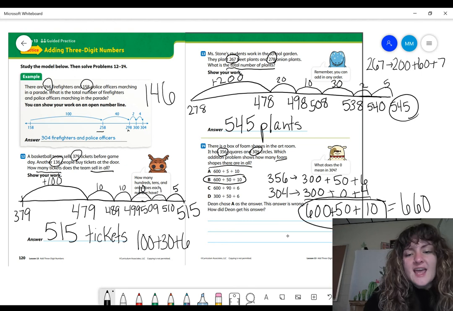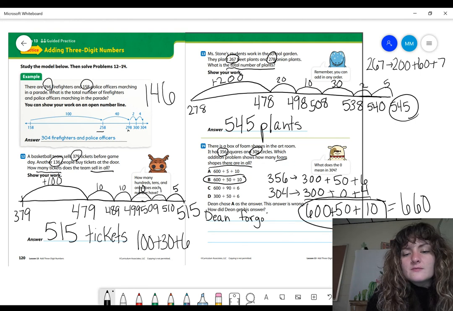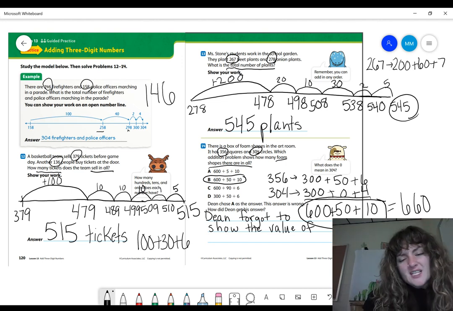So we're going to say, how did Dean get his answer? Dean forgot to show the value of 5 tens. And what is the value of 5 tens? 50. The value of 5 tens as 50. All right, and how do we finish a sentence?